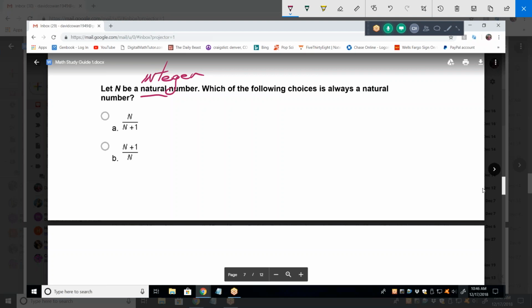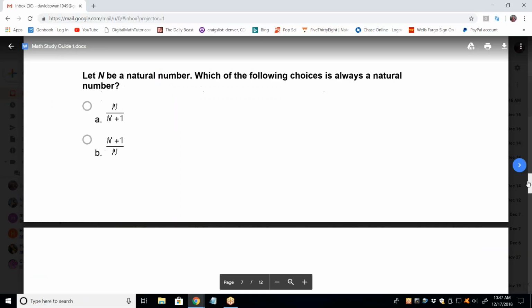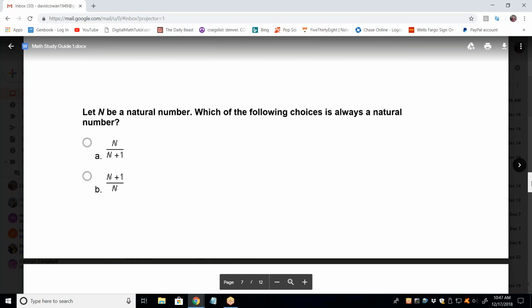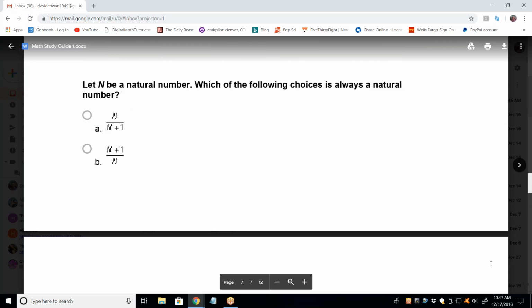Okay, so is there a C and a D on this, or just an A and a B? I think there's a C and a D. What if we scroll down? Okay, I can do that. Unfortunately, yeah, no, I can do it. I just gotta. So we're told that N is a whole number. No, they don't have a C and a D. Well, let's see if we can figure out which one of these might always be a natural number.